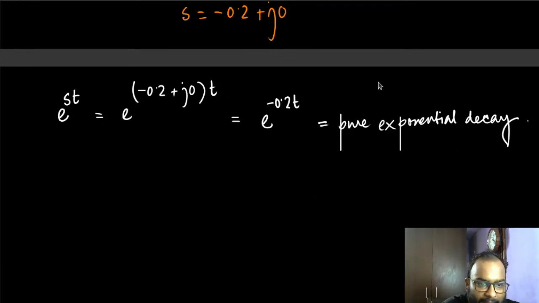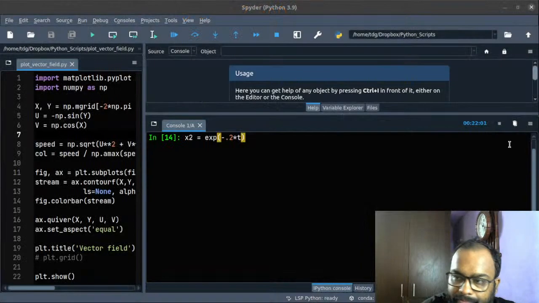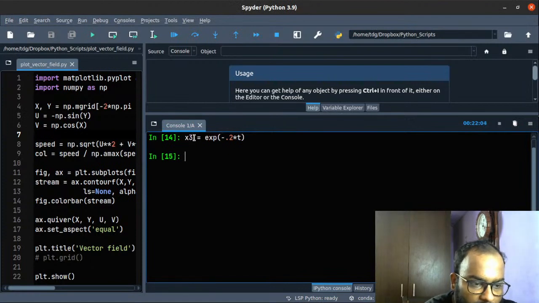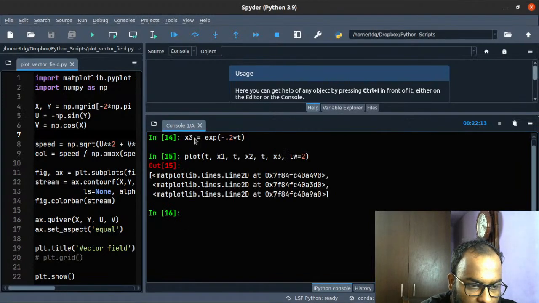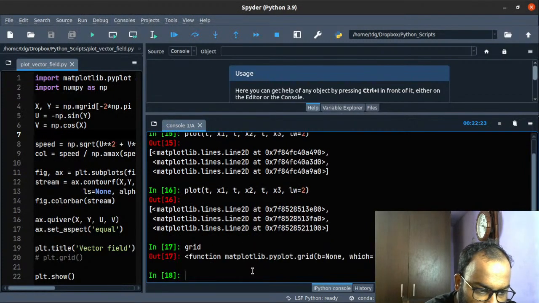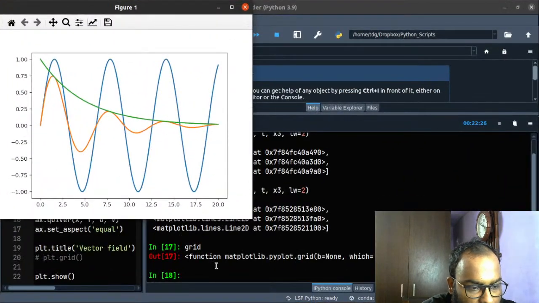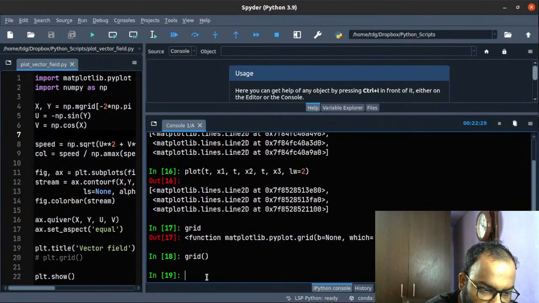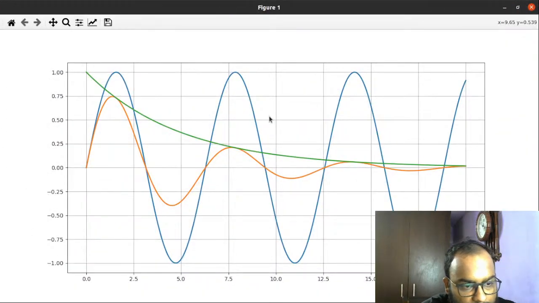Let me get back to Python and draw this. Let's say I have x3, and that would be just this pure exponential decay. Once I do that, let's put that drawing in here, t comma x3. I'm sorry, let me start it once more. All right, here, this green one is the exponentially decaying function.